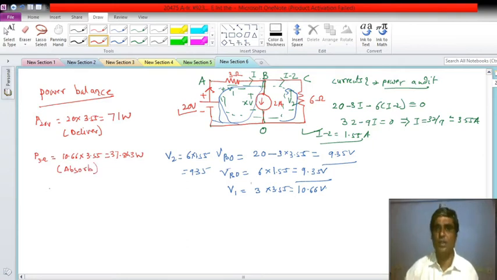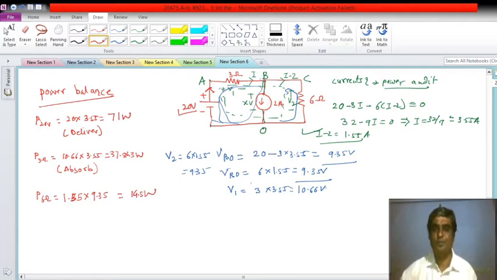Okay. Similarly, let us calculate the power absorbed by the 6 ohm resistor. So again, how much is the current? That is 1.55, sorry, 1.55 into how much voltage across it, 9.35. So if you multiply, it comes out to 14.5 watt.